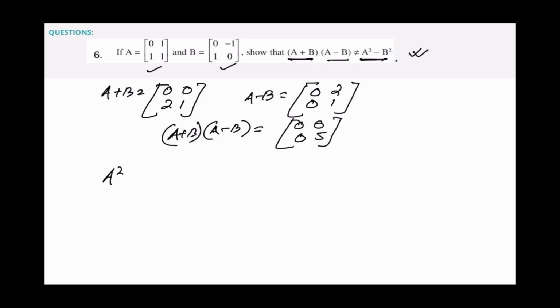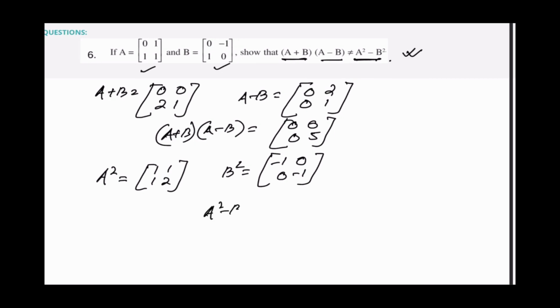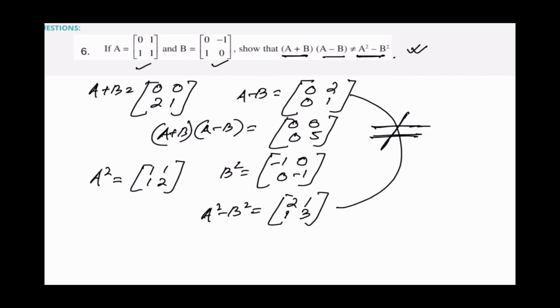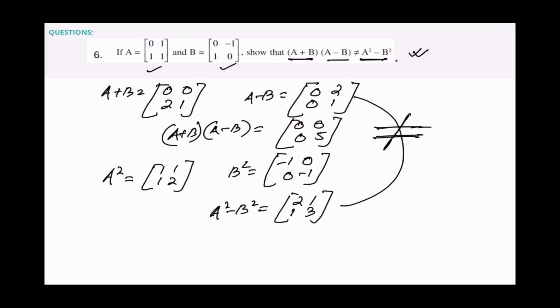Now if I do A square, I'll get something like 1, 1, 1, 2. And if I do B square, I'll get something like minus 1, 0, 0 and minus 1. You can pause the video, solve it yourself and check it. Now A square minus B square, if I do it, student, what I get is 2, 1, 1, 3, which is not equal to this. So understand, very important: this algebraic identity you can't directly apply to matrices.